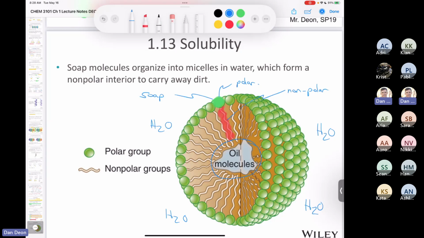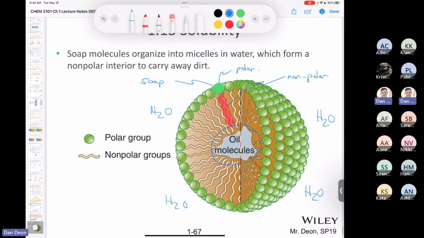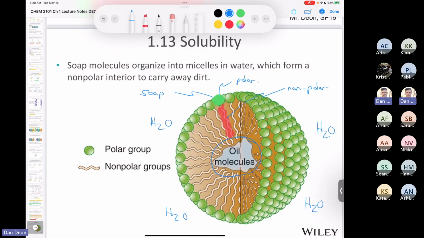I don't have time to go into fatty acids in detail and triglycerides and how the pioneers made soap and all that kind of stuff, but it's something kind of interesting that you might want to look into. Anyhow, so there you go. You've just finished your first chapter in Chemistry 3101.